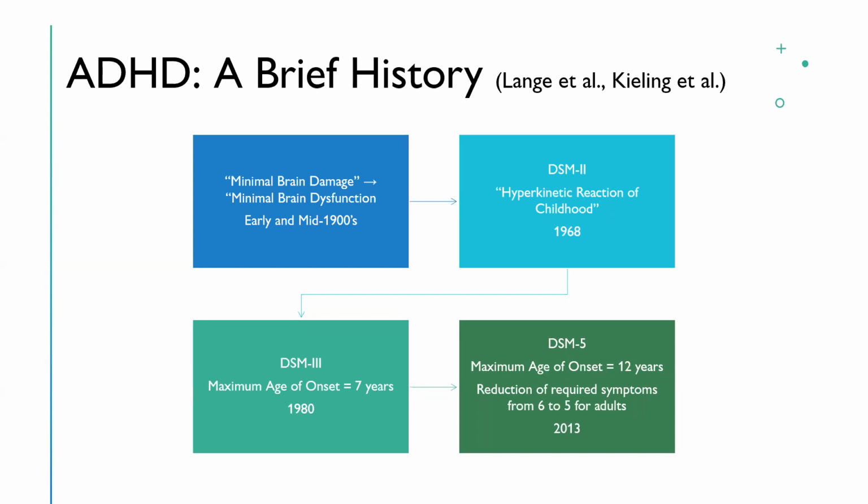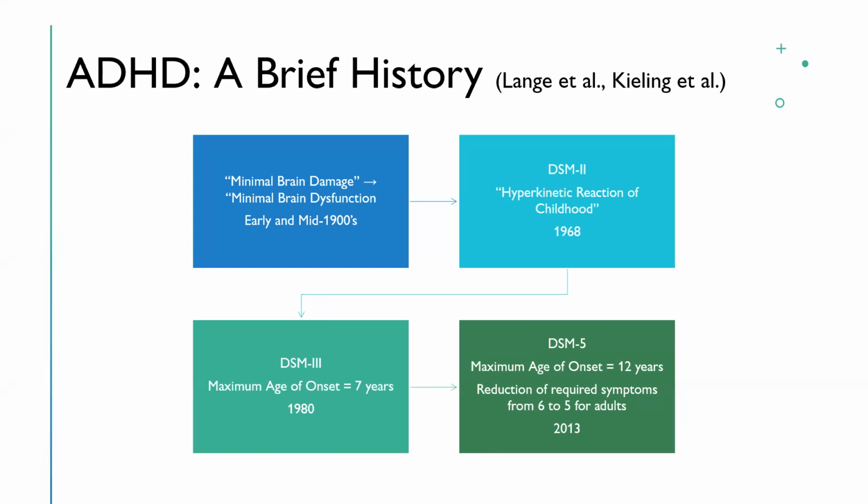I neglected to mention with the DSM-3 back in 1980, they introduced this maximum age of onset of symptoms of 7 years. So this idea that the inattention or the hyperactivity should be present by age 7. From what I understand, there wasn't really any science necessarily to back that up, any data. It was more based on tradition, expert opinion. You can see how classically, even back in the 1700s, this idea was that symptoms started very young and then would diminish as someone ages. And so DSM-3 introduced that maximum age of onset.